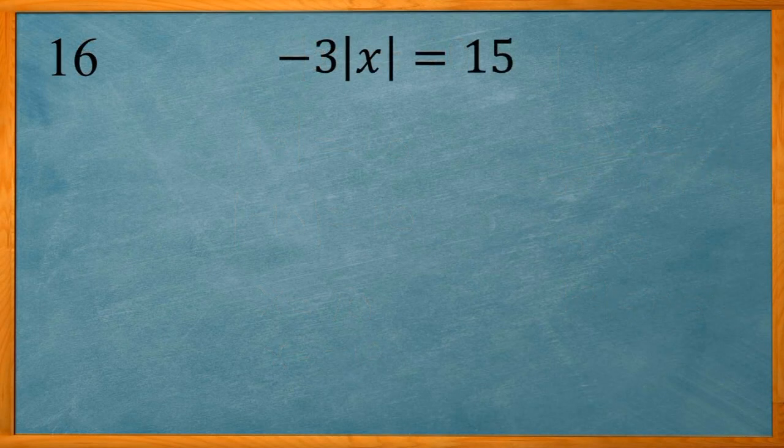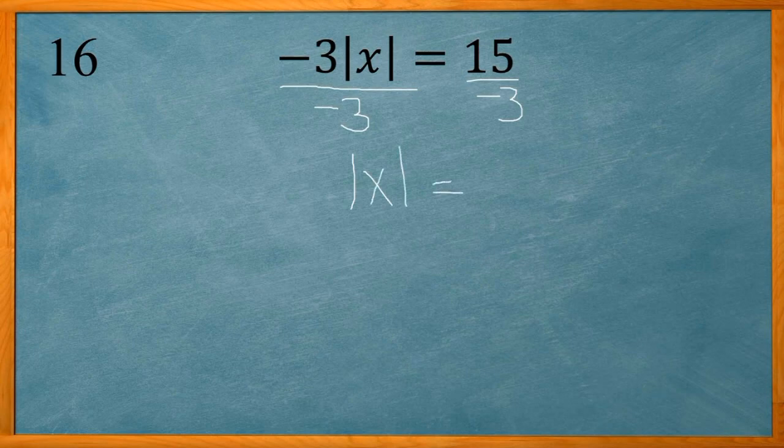All right, so this one's saying -3 times the absolute value of x equals 15. So like in the other problems, we want to isolate the x value. So here we want to isolate the absolute value of x. So that's -3 times the absolute value of x. So I'm going to divide by -3. So it leaves the absolute value of x equals -5.